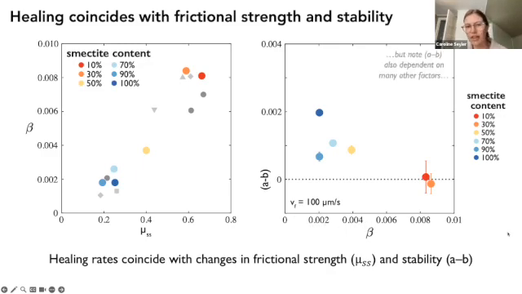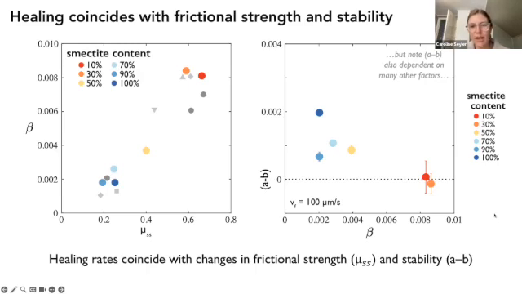But I do want to note that A-B in these rate and state parameters is dependent on a lot of other factors and is maybe a little more tenuous than this relationship with just frictional strength. I just want to note that there.